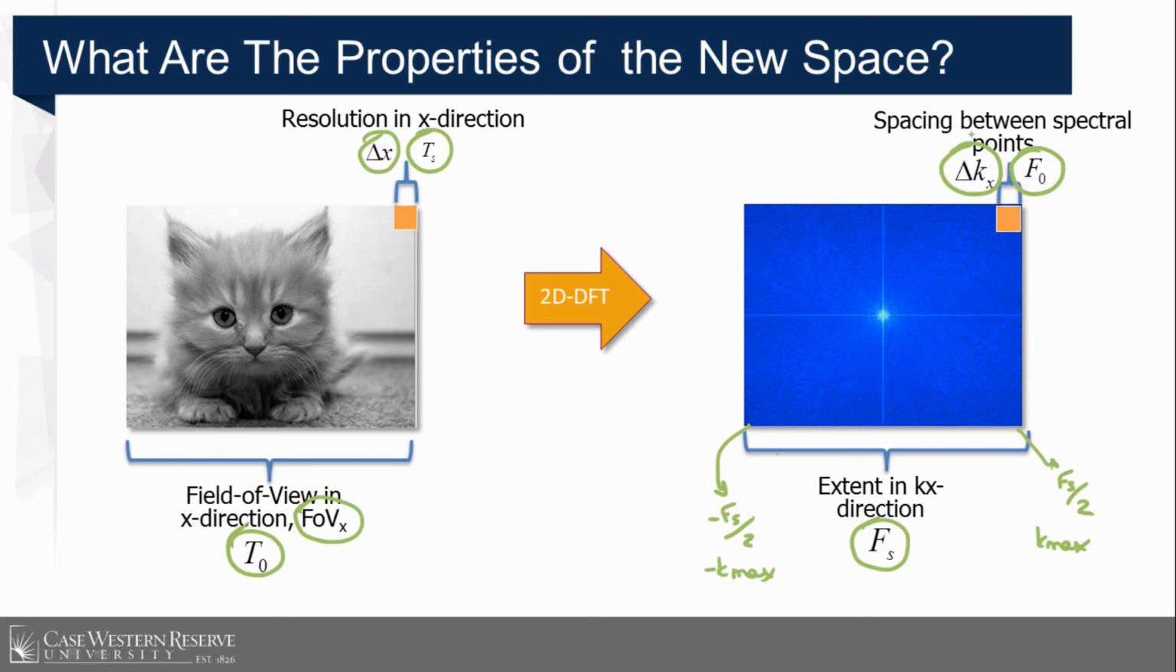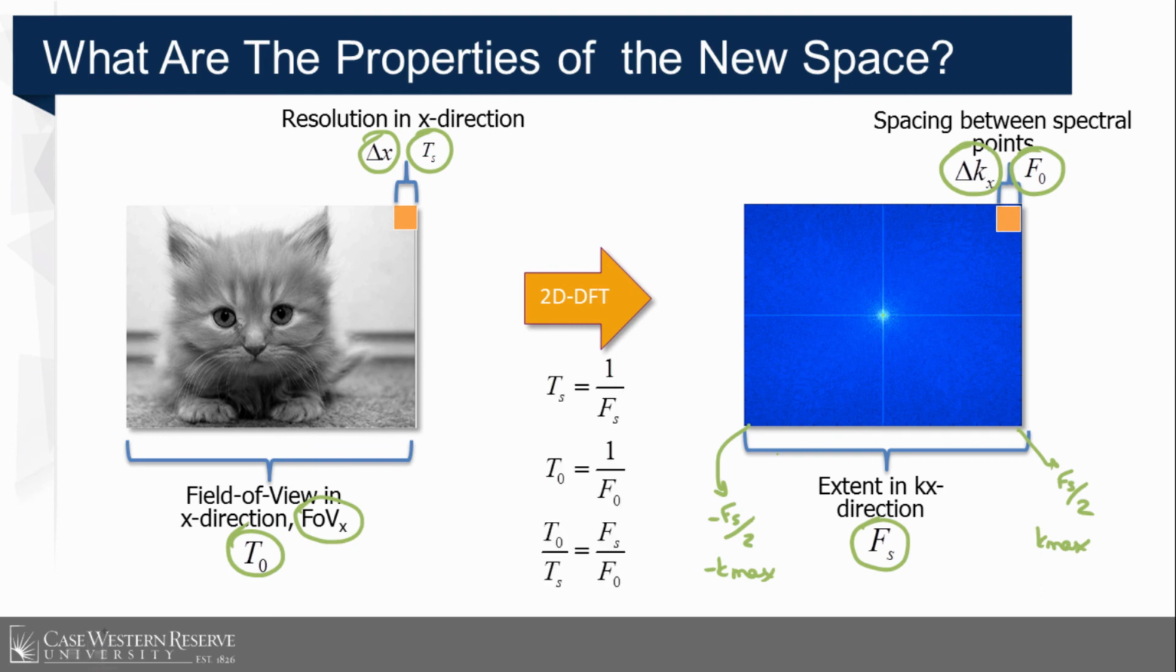And again, here we're just talking about the x direction, but we'll have similar relationships for our y direction. But because the x and the y directions are independent, so are the kx and ky directions. We can have different values for spectral resolution in the kx and ky directions, or different values of the k-space extent in the x and the y directions.